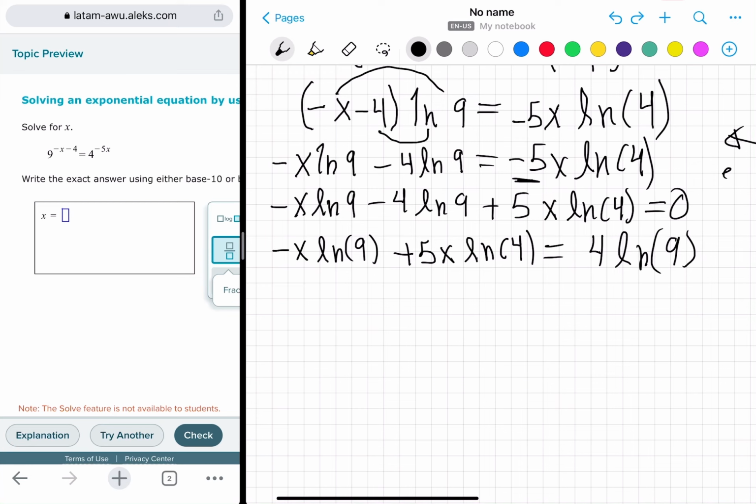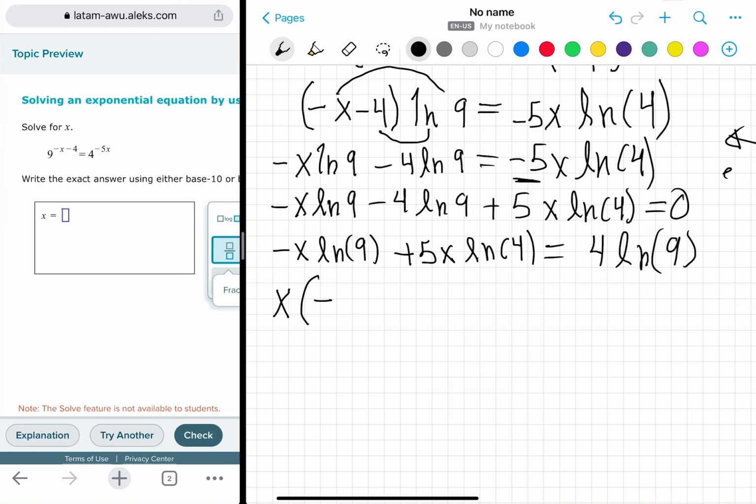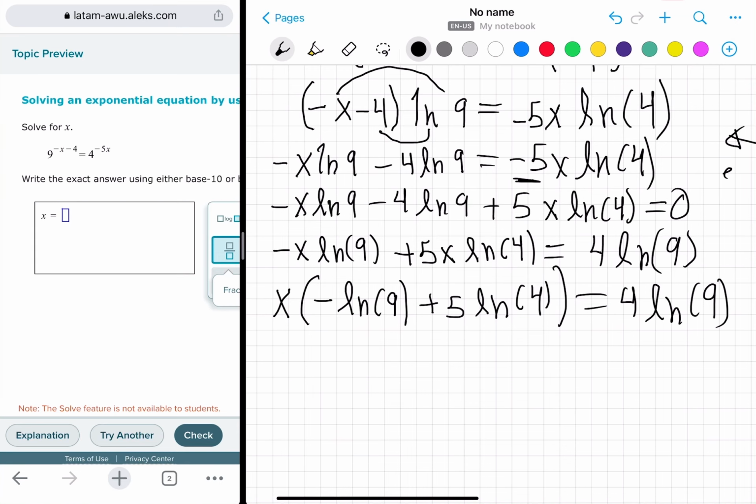Now that I have all of the terms with an x on the left side, I can factorize. I can factorize the x because the x is present in both terms, and I do this factorization the following way. X, that is multiplying, minus natural logarithm of 9. That is also multiplying 5 times the natural logarithm of 4. And that is equal to 4 times the natural logarithm of 9. I didn't move anything here.